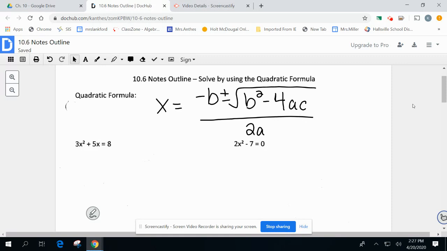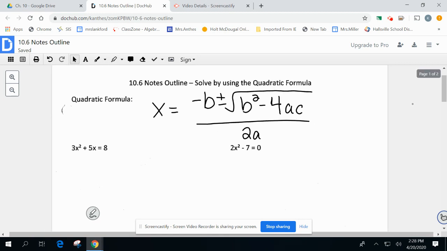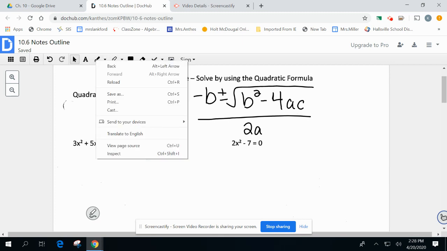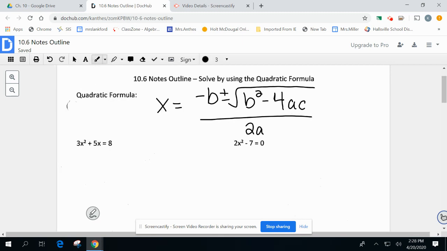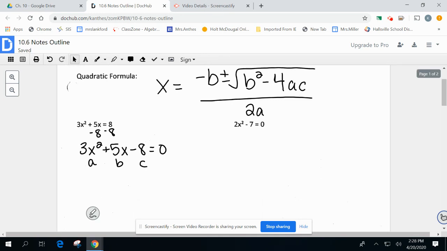A couple of rules to remember is that you have to always start with everything on one side. So for this problem, I have to start by subtracting 8. I subtract 8 from both sides, and then I get 3x squared plus 5x minus 8 equals 0. And then I can go ahead and start my quadratic formula. Remember, these go a, b, c. That might help you also. So I'm going to plug this into the formula.